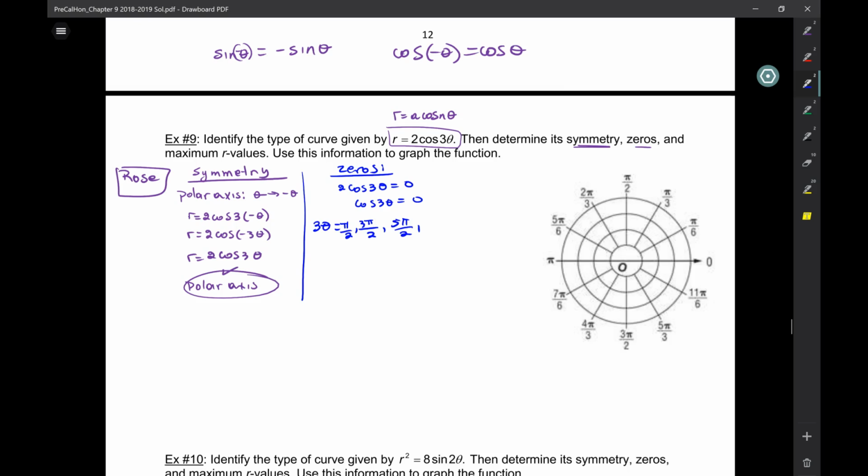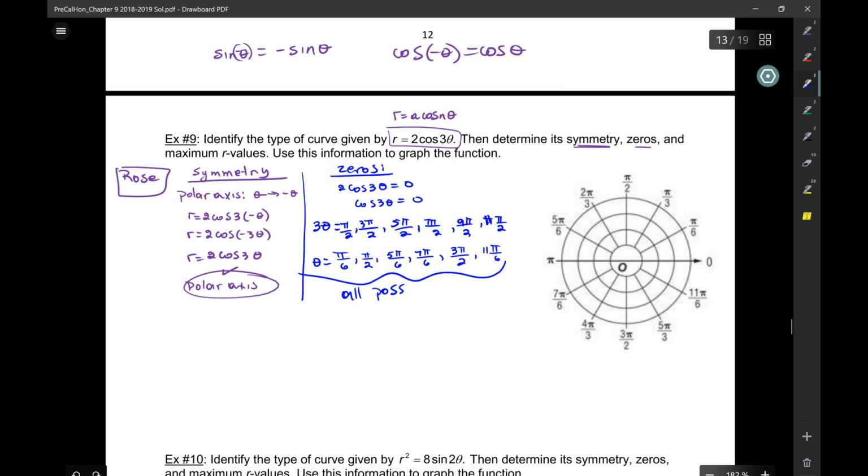All right, so take a look. 5 pi over 2, 7 pi over 2, 9 pi over 2, 11 pi over 2. Why am I doing this many? Because now theta is equal to, you divide by 3, pi over 6, 3 pi over 6, which is pi over 2, 5 pi over 6, 7 pi over 6, 9 pi over 6, which is 3 pi over 2, and then 11 pi over 6. So you have to get all the possibilities from 0 to 2 pi. Okay, and I have to stop here today.